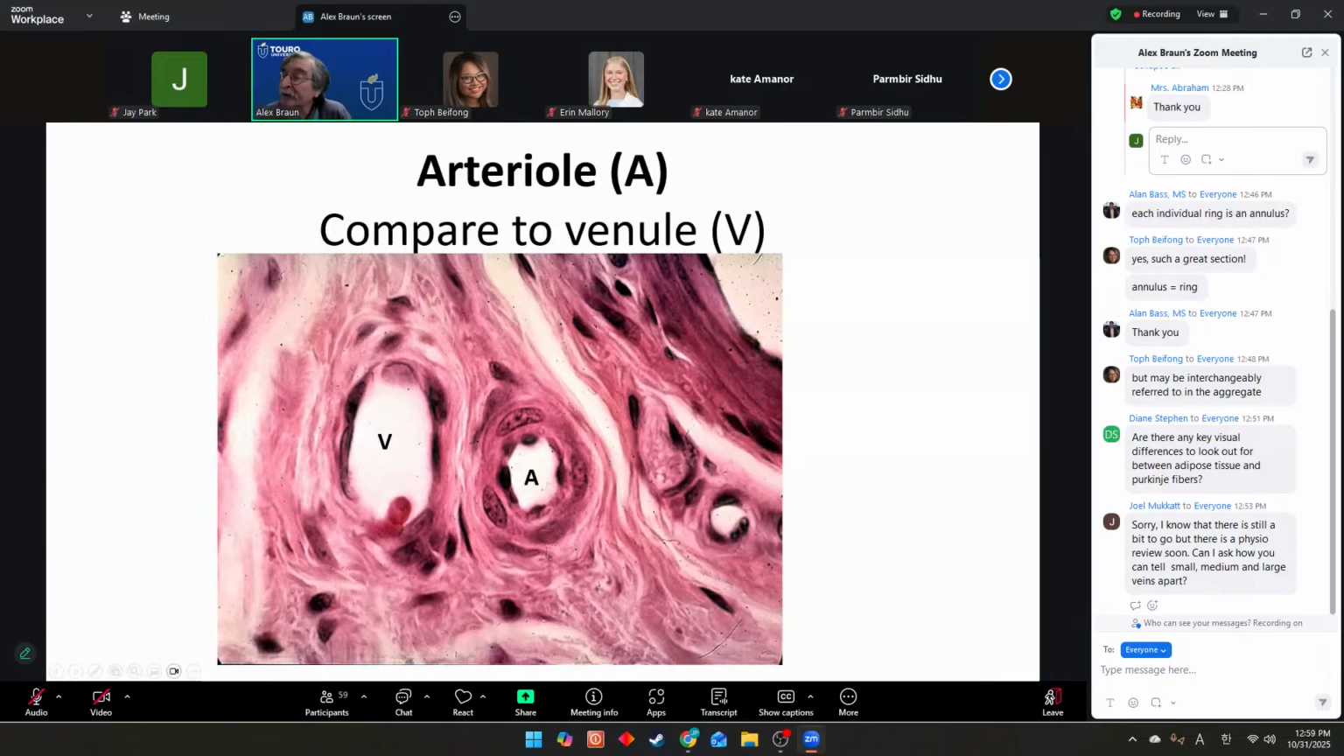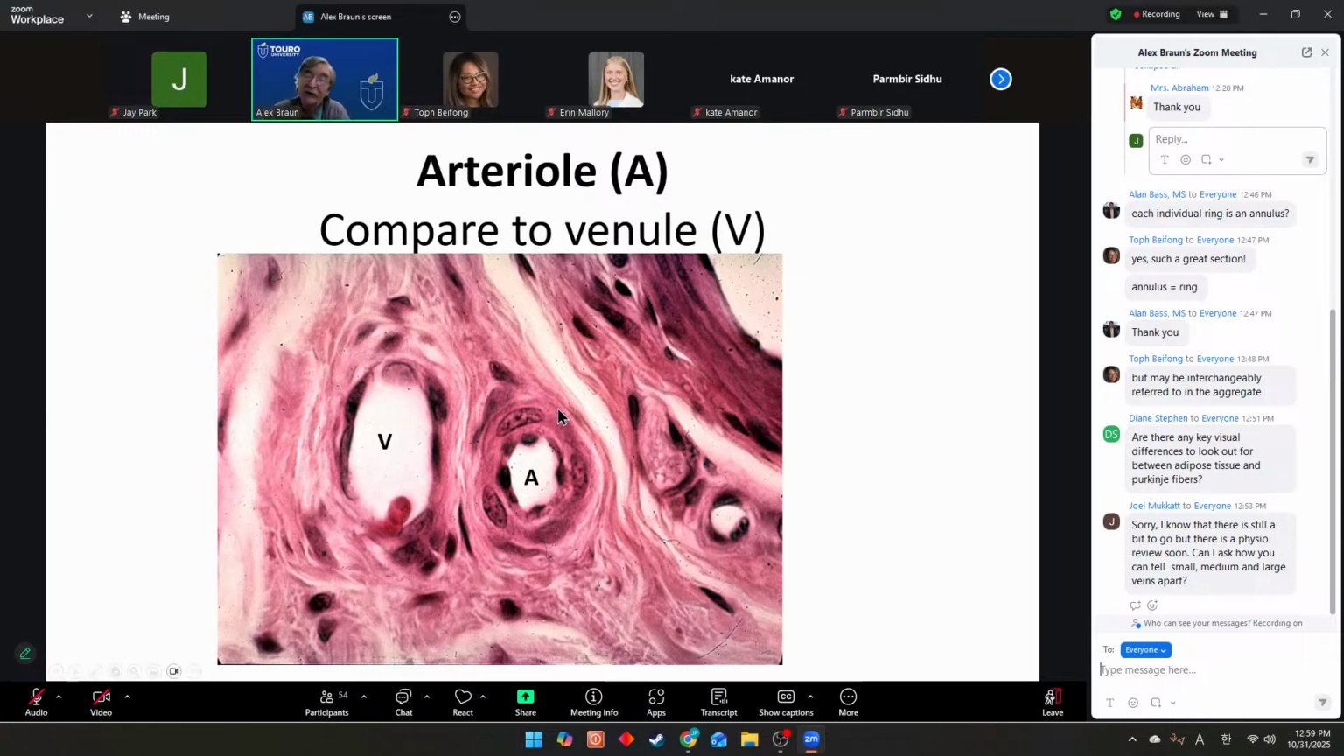Now, the smallest vessels that are arteries are arterioles. Those have only one or two layers of smooth muscle. So what's labeled here is an arteriole. A is labeled arteriole. Here I see only one or at most two layers of smooth muscle cells in the wall, and that's it. So that clearly is an arteriole.